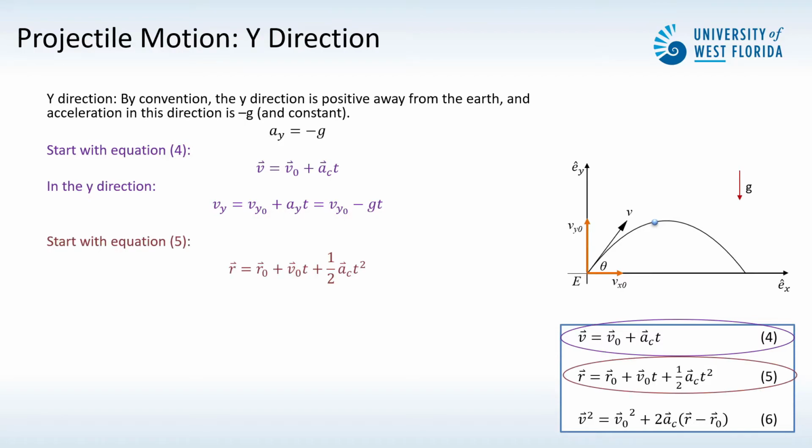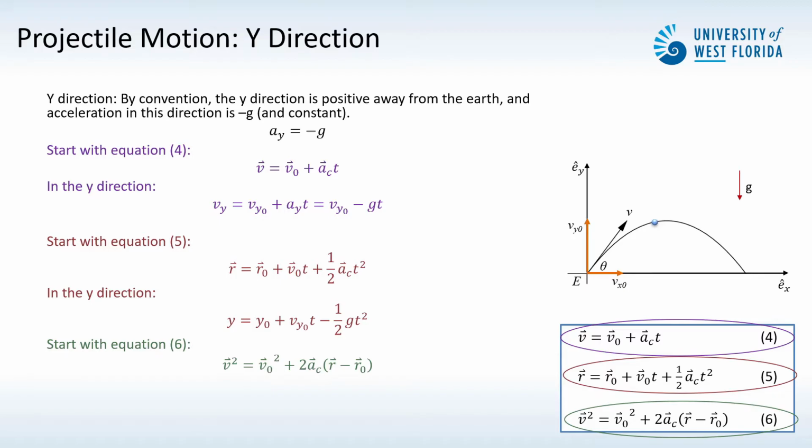And then starting with equation 5, rewriting it in the y direction and setting acceleration equal to negative g, we get a second equation relating position, velocity, and time. Unlike before, equation 6 will give us additional information this time. So setting acceleration equal to negative g, we get an expression relating position and velocity.